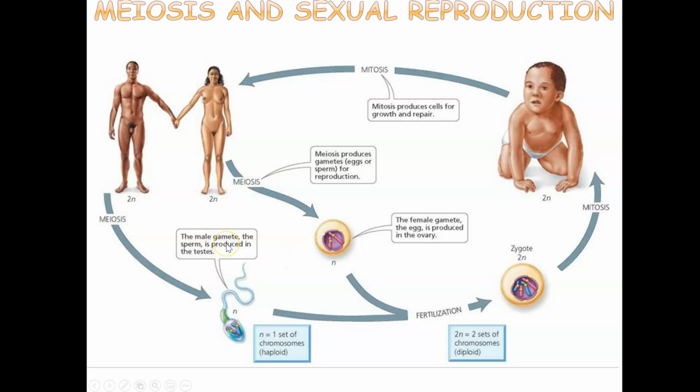They will both have half the number of chromosomes, so this is n. n is equal to one set of chromosomes, haploid, and the egg cell will also be n, half, or one set of chromosomes. When you have fertilization, you have 2n, so two sets of chromosomes, and therefore a diploid number. This zygote will divide and divide through this process known as, you know it from last class, mitosis.